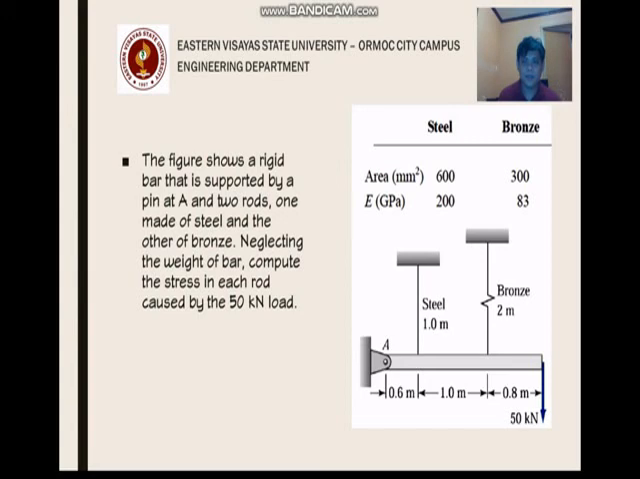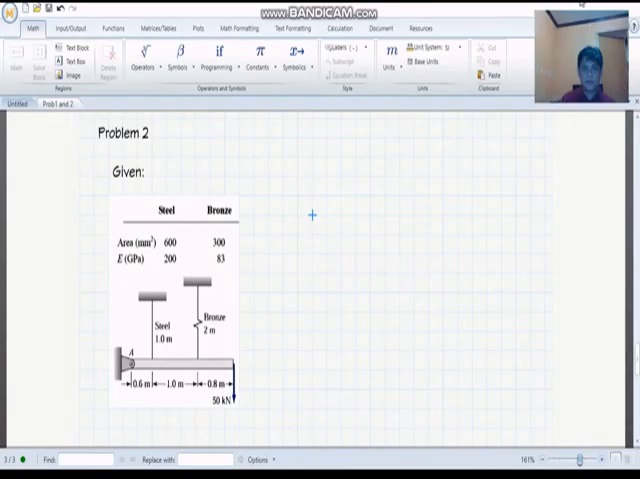Okay, so we have here the properties of steel. We have the area, 600 millimeters squared, and its modulus of elasticity is 200 gigapascal. And for bronze, we have a cross-sectional area of 300 square millimeters and 83 gigapascal for its modulus of elasticity. So we're already in our MATHCAD worksheet. Let's now solve problem number 2.